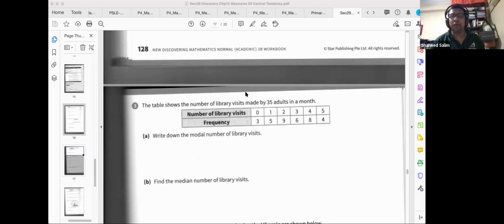So remember, frequency can never be the mode. Frequency is the number of times. You look at this indicator. So this is the highest. Again, they ask you to write down the modal number of visits. So the answer is 2. What about the median now?